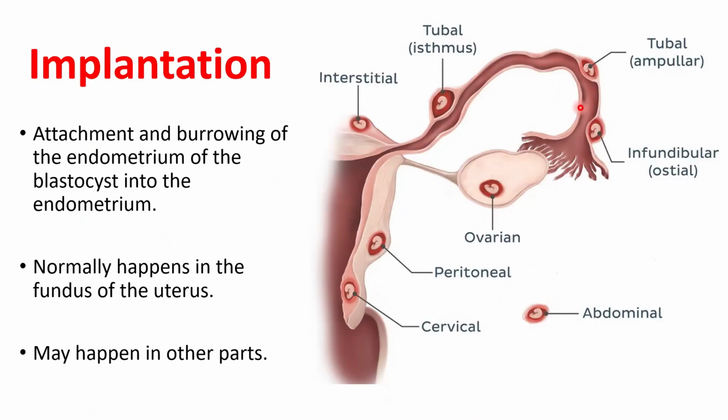So these other sites will lead to ectopic pregnancy. Kindly take note of those parts that I talked about: ovarian pregnancy, abdominal pregnancy, cervical, peritoneal, infundibular, tubal, and interstitial will lead to ectopic pregnancy.